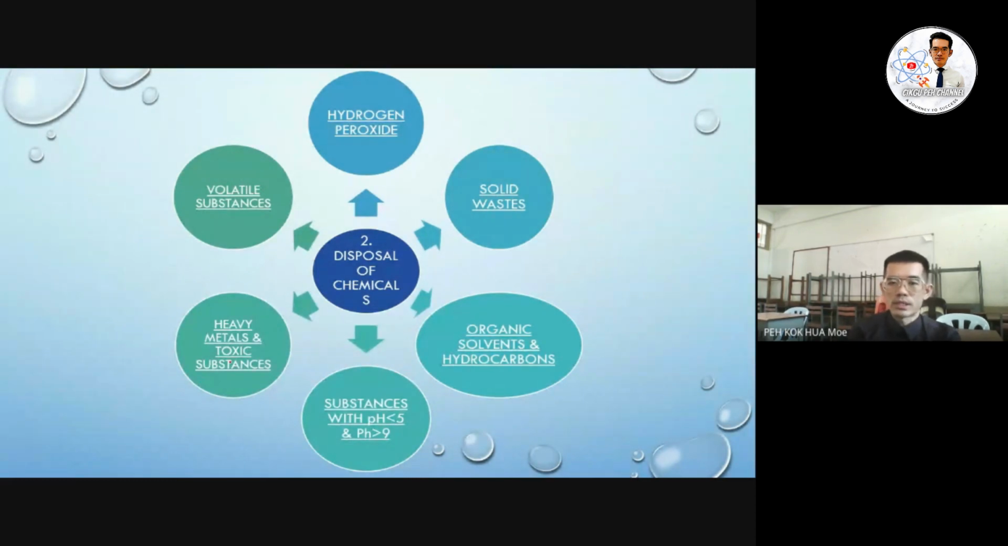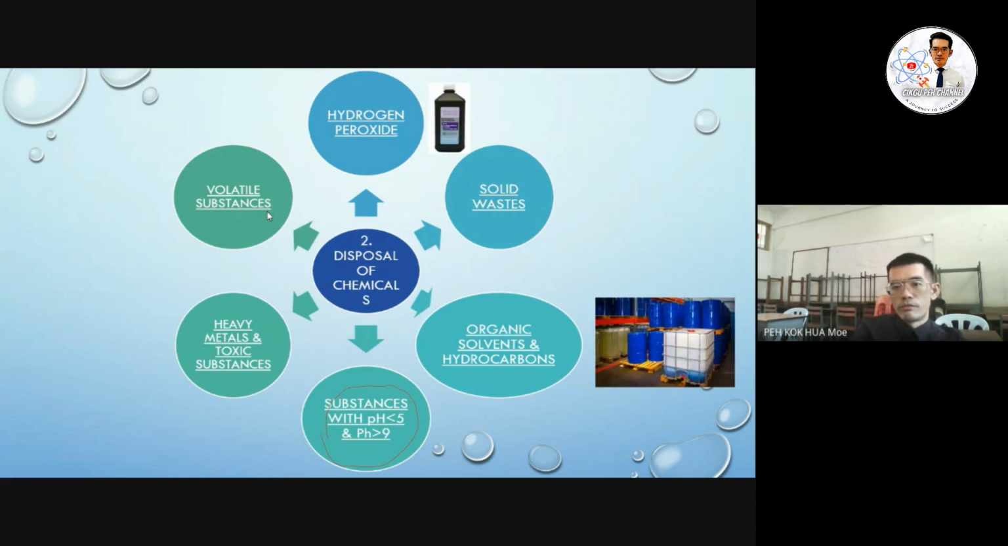Okay, so we discuss the next part, which will be the disposal of the chemicals. As mentioned, we have many types of chemicals from the previous slide. Here is how we dispose of the chemicals after the experiment. We have hydrogen peroxide, solid waste, organic solvent and hydrocarbon, strong acid and alkaline, heavy metal, toxic substances and volatile substances. So how do we dispose of these six types of waste? You can look at the figure.